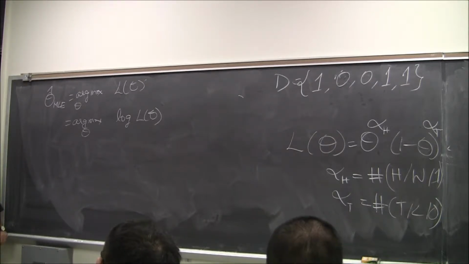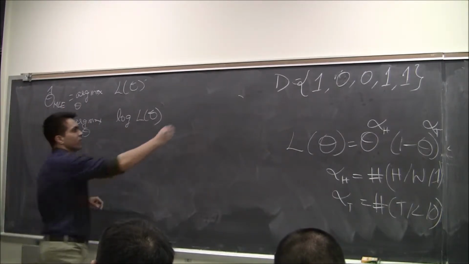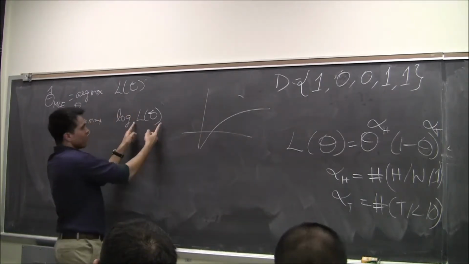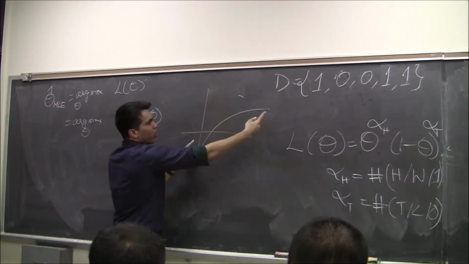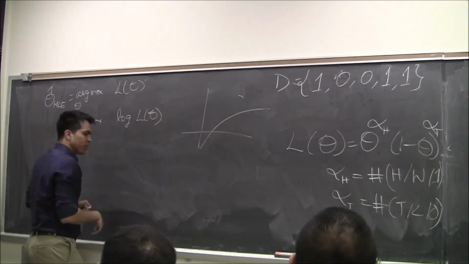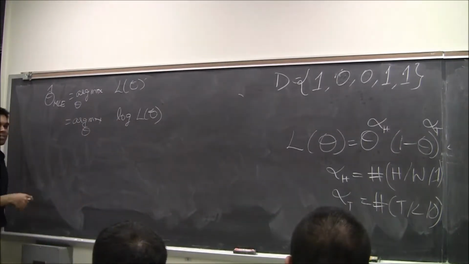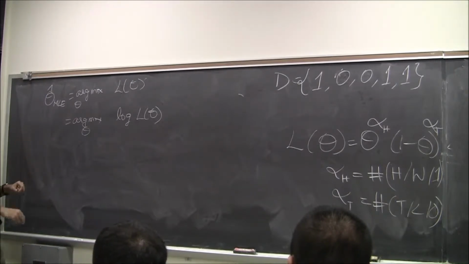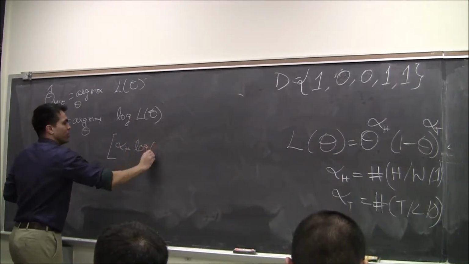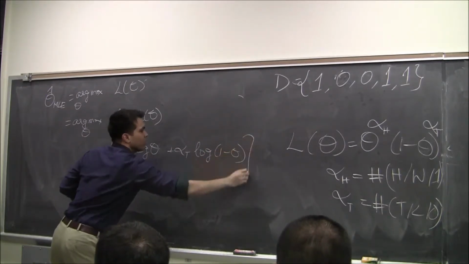Log is a monotonic increasing function, it doesn't change the argmax. If the log looks like this, as the value inside, as the likelihood increases, so does log, and therefore whatever maximizes the output of this monotonic function also maximizes that. Its argmax doesn't change. Great, the math becomes a lot easier. The first order calculus becomes a lot easier. This is just alpha heads log theta plus alpha tails log 1 minus theta.